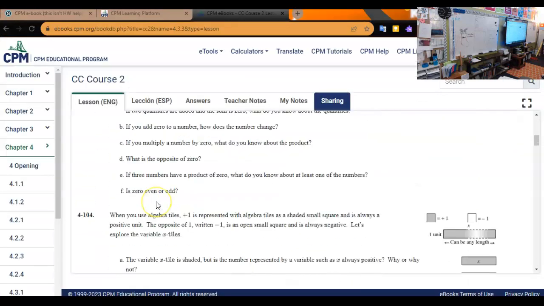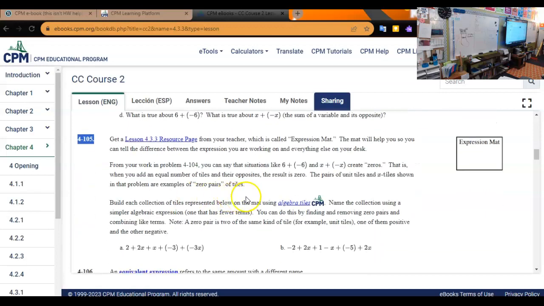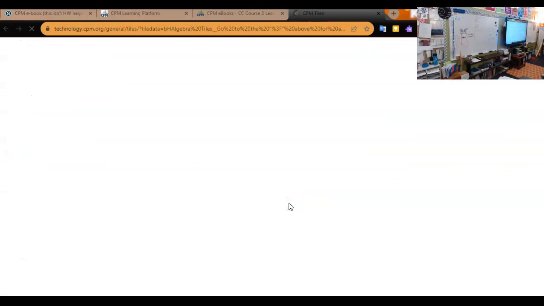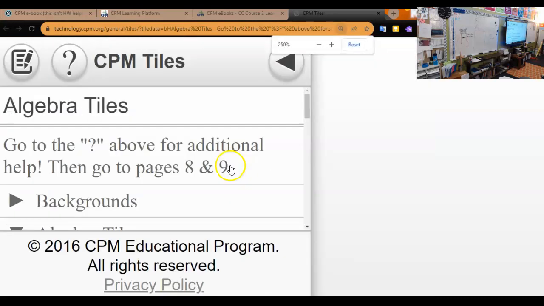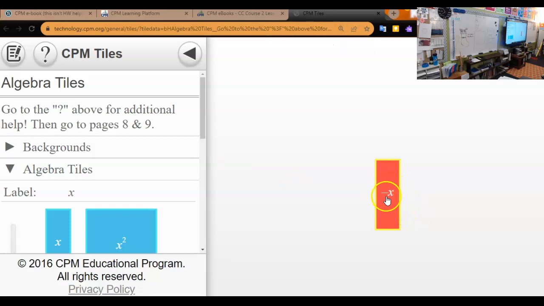So in 105, down here where it says algebra tiles, click that if you have not yet. As we drag tiles over, you've got to click and drag. If I double click it in problem 105, as I've said multiple times, double clicking it makes it dance. But if I single click it, it turns red.